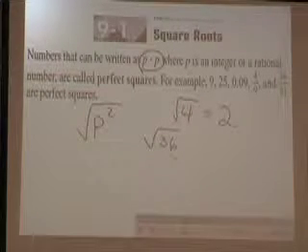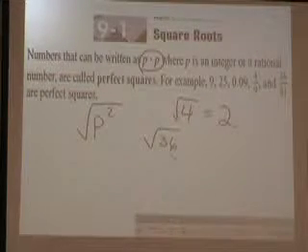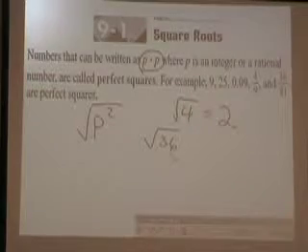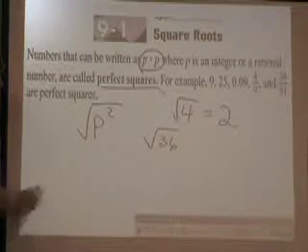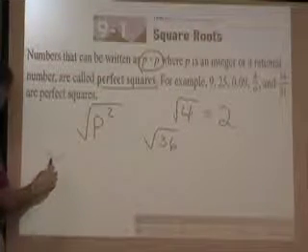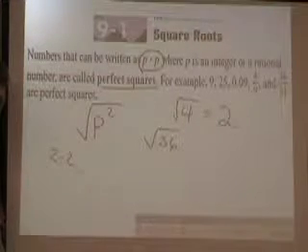So let's read what's up here. Numbers that can be written as p times p, where p is an integer, are called perfect squares. Okay? So a perfect square is 4 because it can be written as 2 times 2, right?